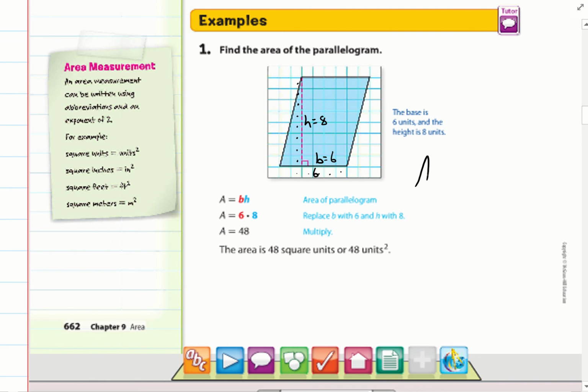So now we take our formula: area equals base times height, and we plug in these numbers. So our base is 6 times the height, which is 8. So our area is going to be 48 units squared.